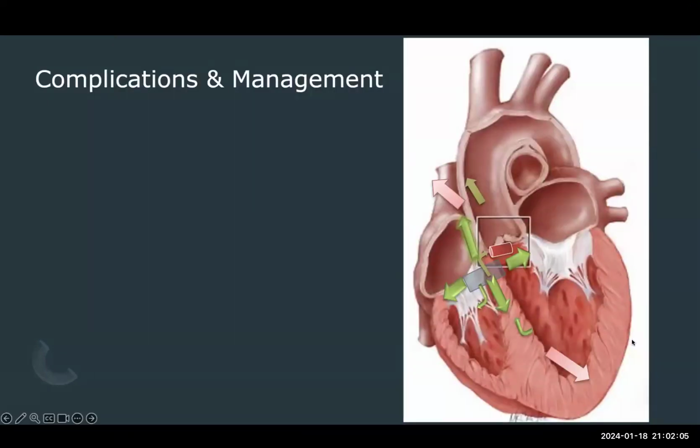Complications. Look at the aortic valve. Blood flow comes here. Here it can cause perforation, annular rupture, and can cause conduction disease. Here it can cause aortic regurgitation. We'll mention all of them right now.